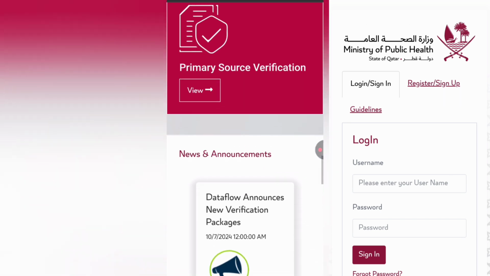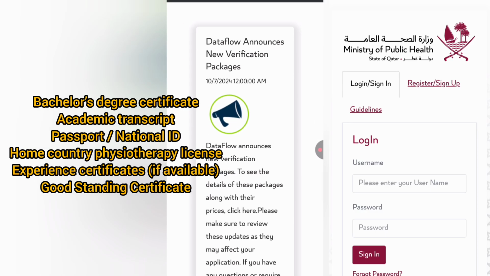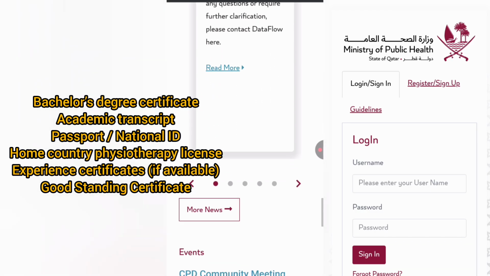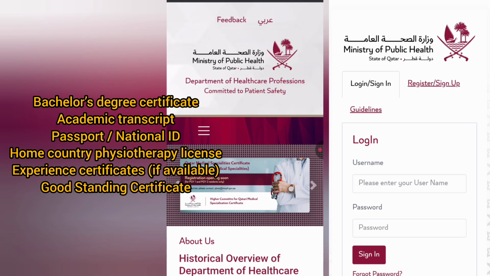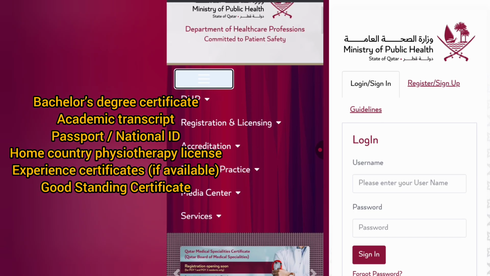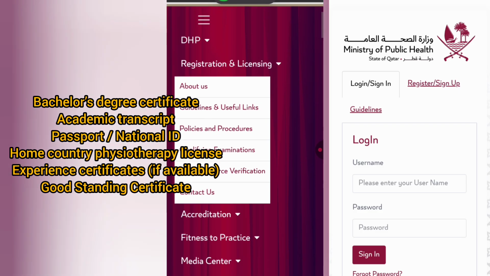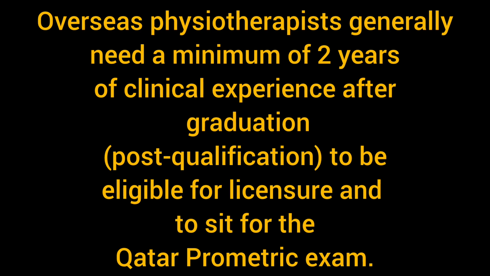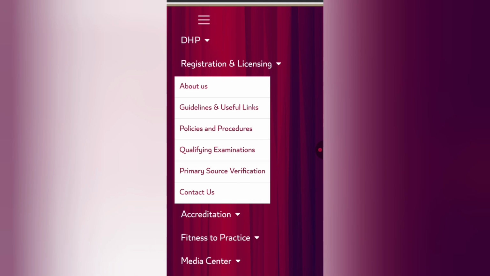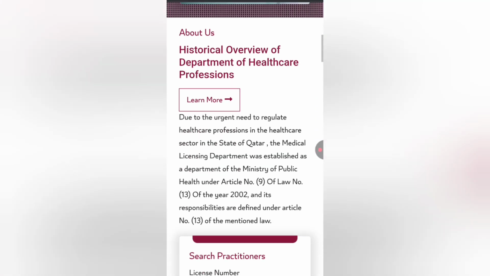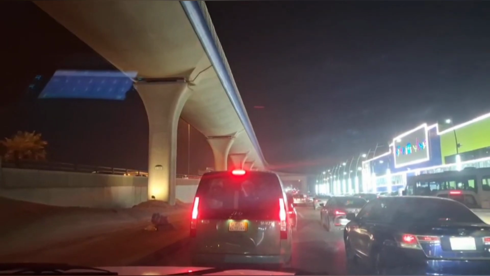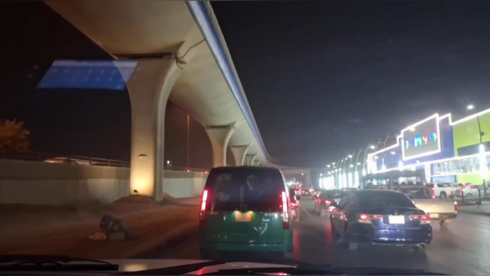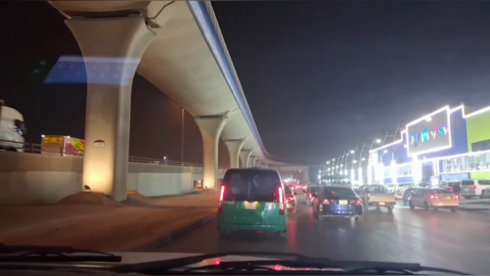You must upload clear scanned copies of number 1, bachelor's degree certificate, number 2, academic transcript, number 3, passport or national ID, number 4, home country physiotherapy license, number 5, experience certificate if available, number 6, good standing certificate. Tip here I will share is that blurry or incorrect documents are the most common reason for rejection. Now let's talk about step number 3. Submit DHP application. Once all the documents are uploaded, submit your application on the DHP portal.